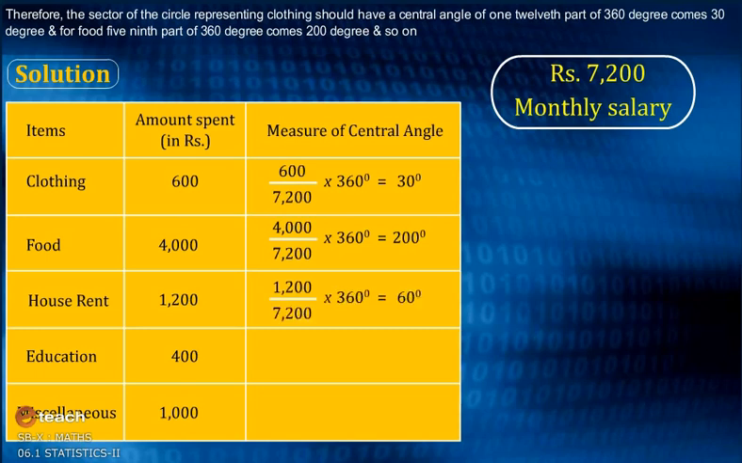Therefore, the sector of the circle representing clothing should have a center angle of 1/12th part of 360 degrees, which comes to 30 degrees, and for food, 5/9th part of 360 degrees comes to 200 degrees, and so on.